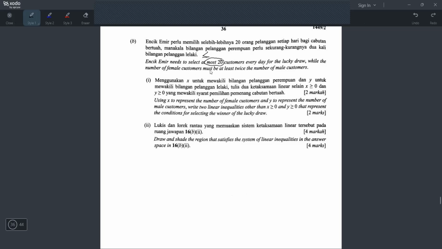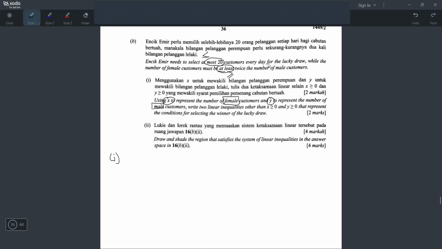While the number of female customers must be at least, bigger than or equal to, because at least means minimum. So dia kena more than or equal to twice the number of male customers. And then number one, using X to represent number of female. So X represents female, and then Y represents male. Write two linear inequalities other than X bigger than 0, Y bigger than 0 that represent the condition for selecting winners by lucky draw.